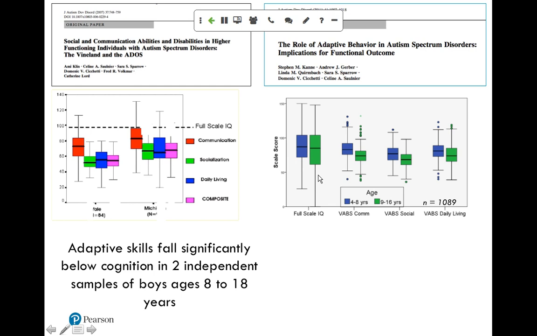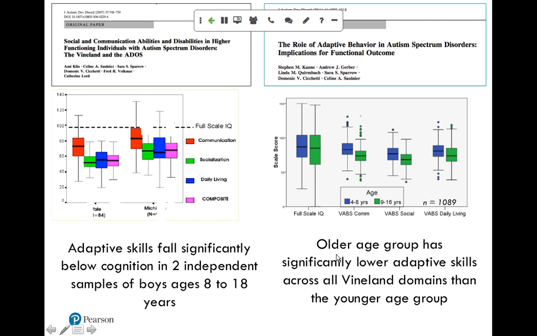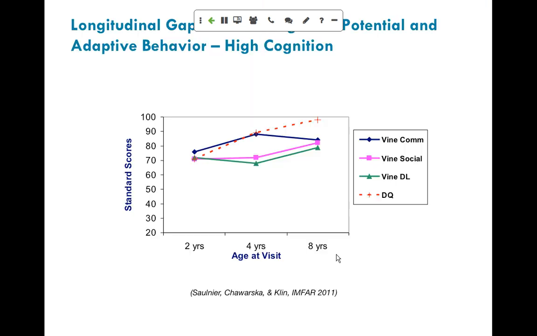And here on the left, you see the full-scale IQ when the sample was broken into different age cohorts. Blue is 4 to 8-year-olds, green is 9 to 16-year-olds. You see there's absolutely no difference in their cognition. They had average cognition, and the older kids had the same IQ as the younger kids. However, the older kids had much lower adaptive scores across the board than the younger kids. So that was replicating what we had seen before, which was of concern.